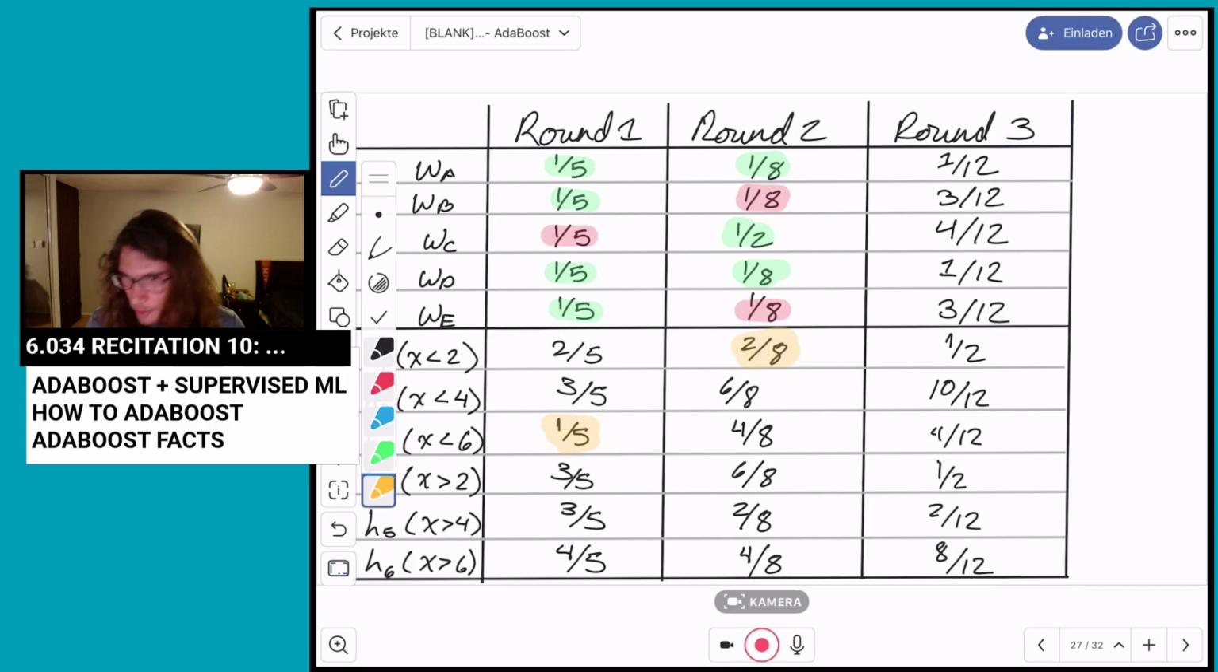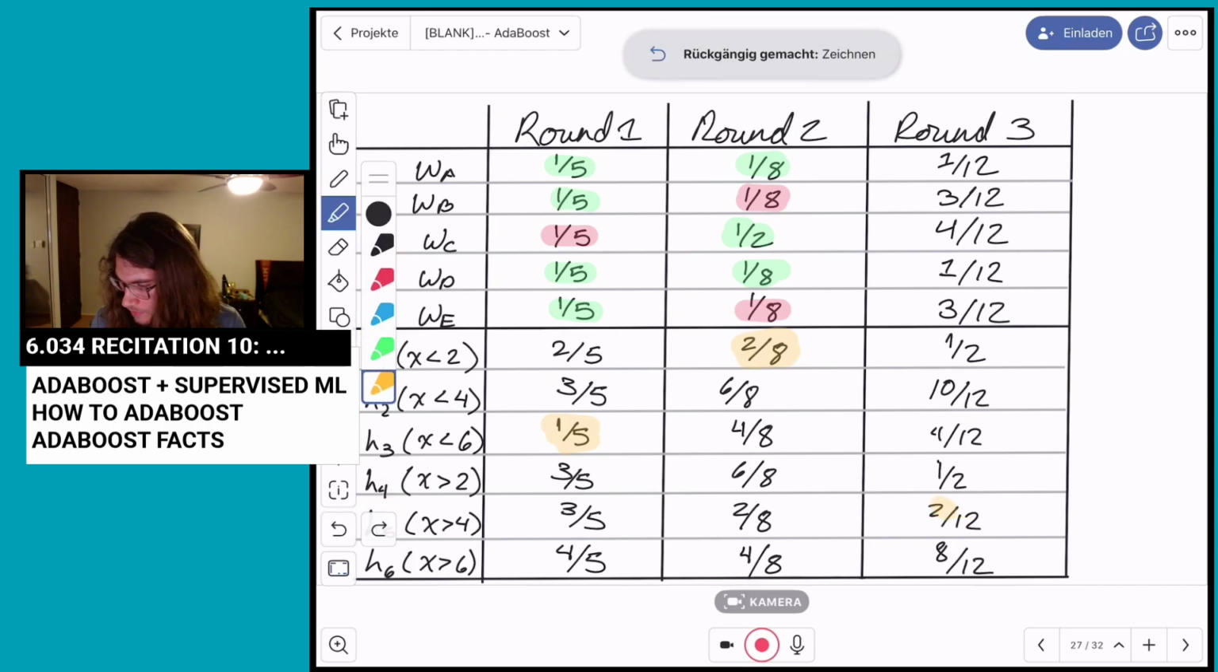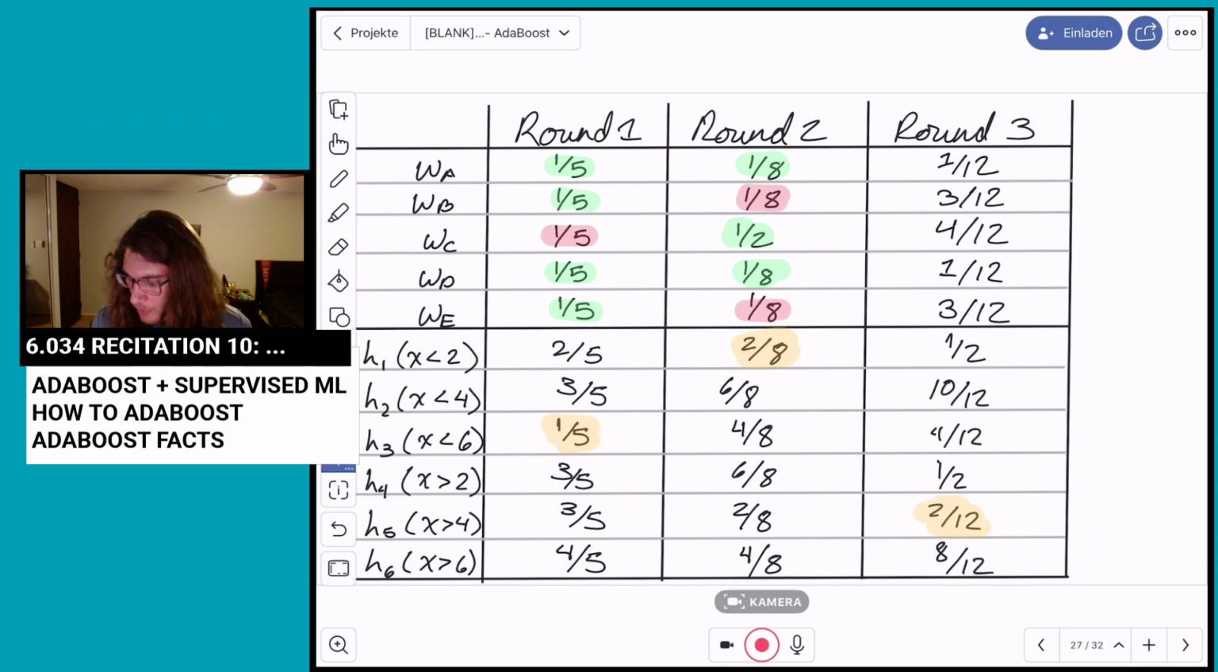And I'm going to pick the best classifier. If I'm looking for absolute minimum, then it's going to be 2/12 down here. And that is H5. The other thing that I want to bring your attention to is, in the first round, my best classifier was H3 with an error rate of 1/5. In the second round, look at the error rate of H3. It was 1/2. And then my best classifier became 2/8.